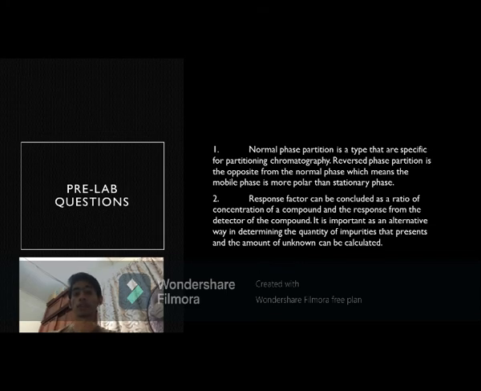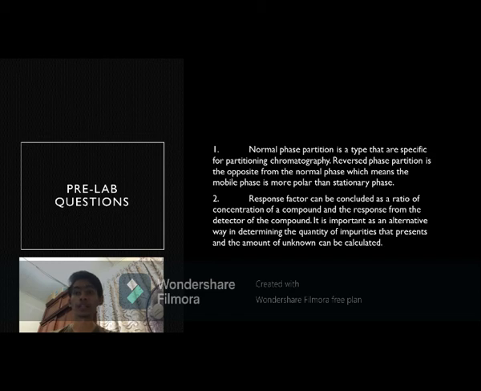For the pre-lab questions, the first question asks, define normal phase partition and reverse phase partition HPLC. Normal phase partition is a specific type of partitioning chromatography where the stationary phase is polar and the mobile phase is non-polar. Meanwhile, reverse phase partition HPLC is the opposite of normal phase, in which the mobile phase is more polar than the stationary phase.